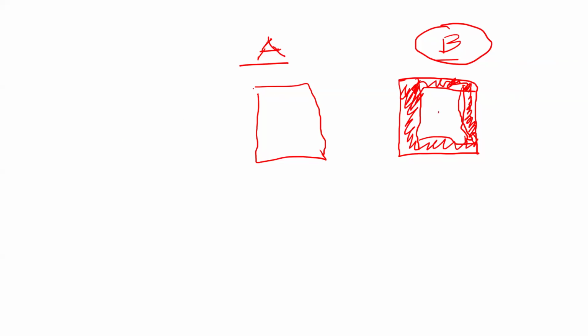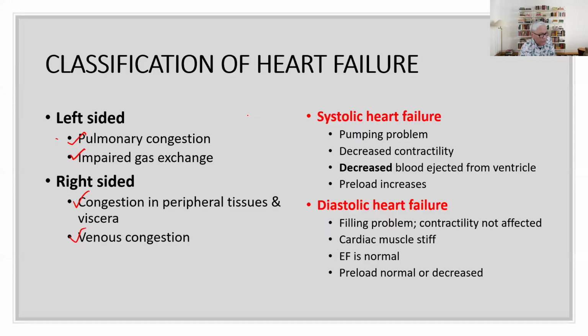So in letter A, because the balloon is so distended, it loses its elasticity. It can no longer pump out, and therefore it results in systolic heart failure. So systolic heart failure, again, is going to be a problem with pumping because of decreased contractility, and therefore there's a decreased blood ejected from the ventricle. So what we're talking about here is that there's a decrease in ejection fraction.